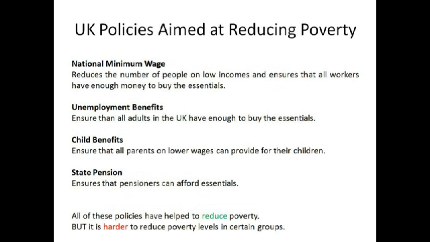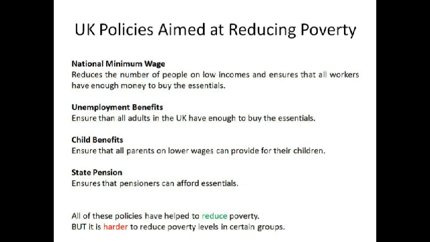So what does the UK do to try to reduce poverty? We've got a national minimum wage, which reduces the number of people on low incomes and ensures that all workers have enough money to buy the essentials. Unemployment benefits, so that all adults in the UK have got enough to buy the essentials. Child benefits, so ensure that all parents on lower wages can provide for their children, so that no children are left in poverty. And the state pension, which ensures that pensioners can afford the essentials, because if they haven't worked or something, they might not get a pension otherwise. And all of these policies have helped to reduce poverty, which is amazing.